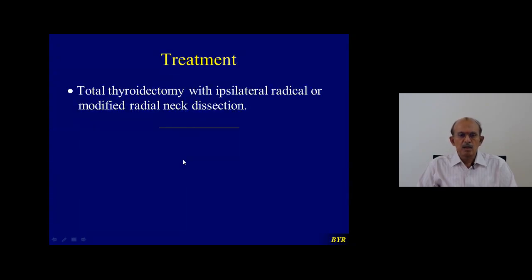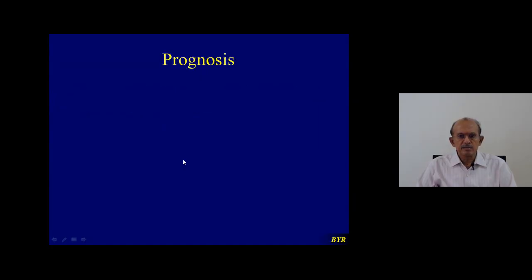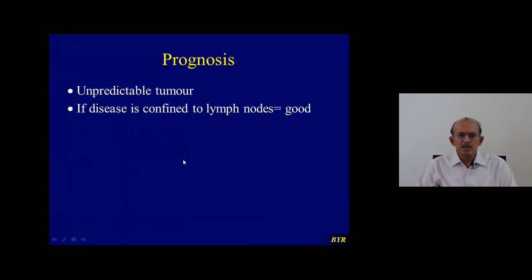Treatment of medullary carcinoma: total thyroidectomy with ipsilateral radical or modified radical neck dissection, because the tumor spreads to the lymph nodes in the majority of cases. So you have to do neck dissection also, either radical or modified radical. Prognosis: this is an unpredictable tumor. If the disease is confined to the lymph nodes, prognosis is good. If blood spread is present, prognosis is bad.